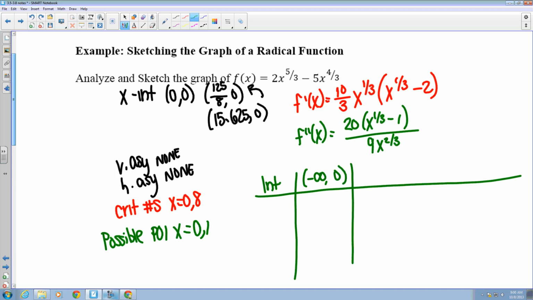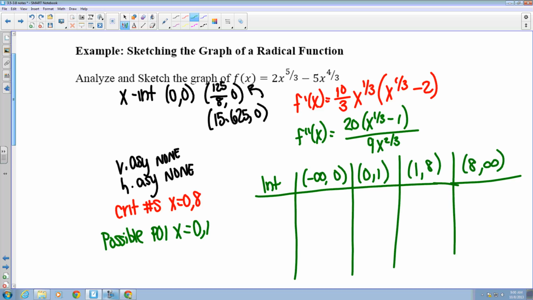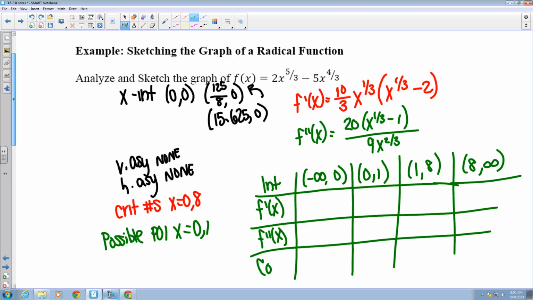Negative infinity to 0, 0 to 1, 1 to 8, and 8 to infinity. So that should be an 8, not infinity. So we need to test that in the first derivative, in the second derivative, and then come to our conclusion on the bottom.